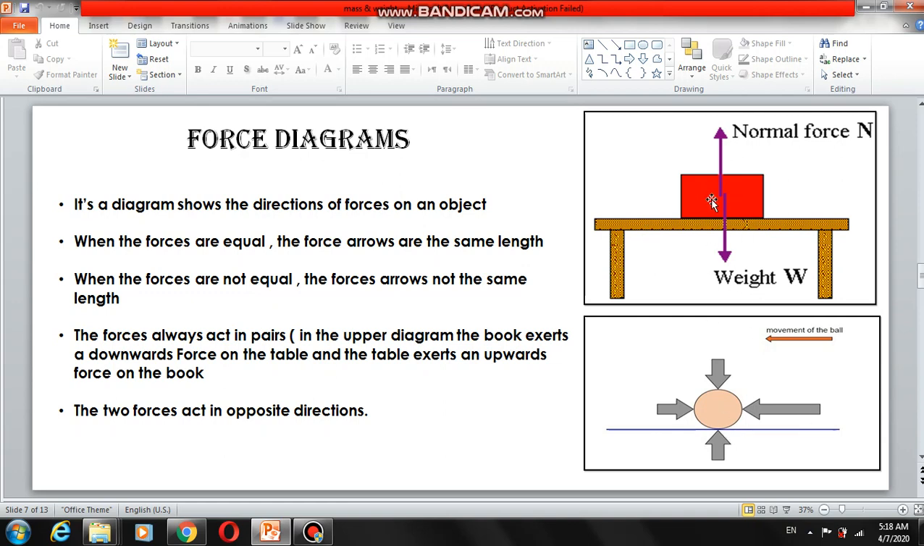Okay, so the direction of forces on an object in a drawing is called a force diagram. Each force is shown, this and this, as a force arrow. When the forces are equal, the force arrows are the same length. Forces always act in pairs. In the picture, the book exerts a downward force on the table, and the table exerts an upward force on the book. The two forces act in opposite directions. Okay?